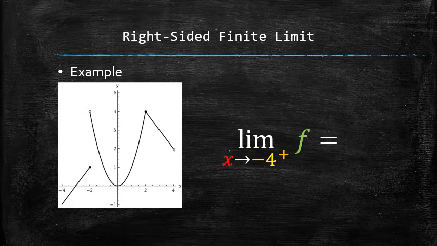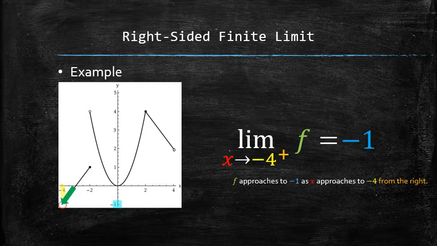To find the limit, we need to determine the value which the function approaches as x approaches -4 from the right. It is easy to see that the function approaches -1. In other words, f approaches -1 as x approaches -4 from the right. Therefore, the answer is -1. So we found the limit.